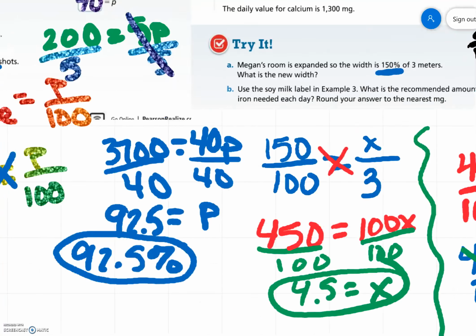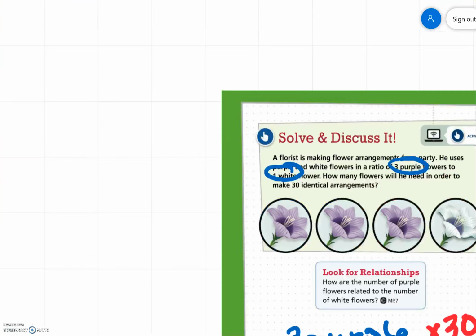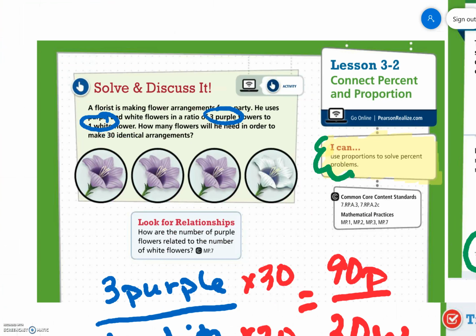Alright, 7th grade. Let's say it. I can use proportions to solve percent problems.